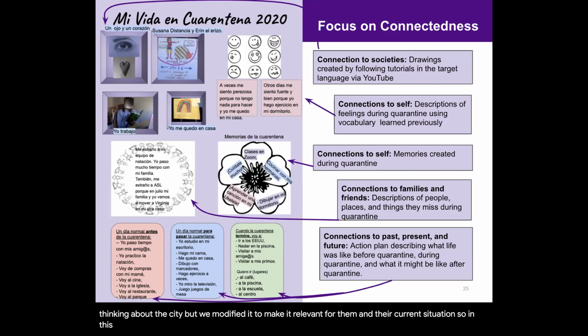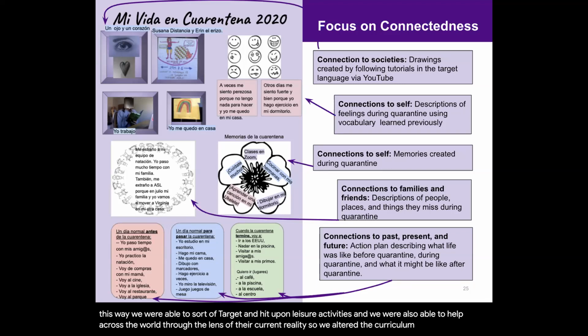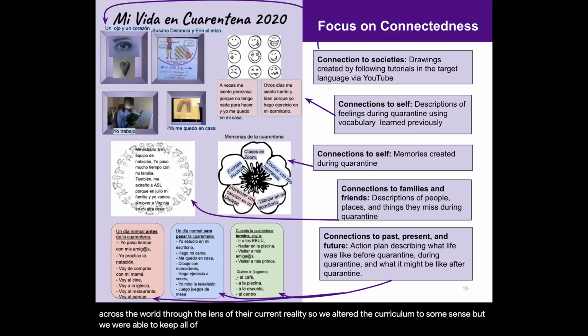So in this way, we were able to target leisure activities, and we were also able to help students experience their own city and cities across the world through the lens of their current reality. So we altered the curriculum to some sense, but we were able to keep all of the big nuts and bolts that were necessary for them to progress onto the next level.